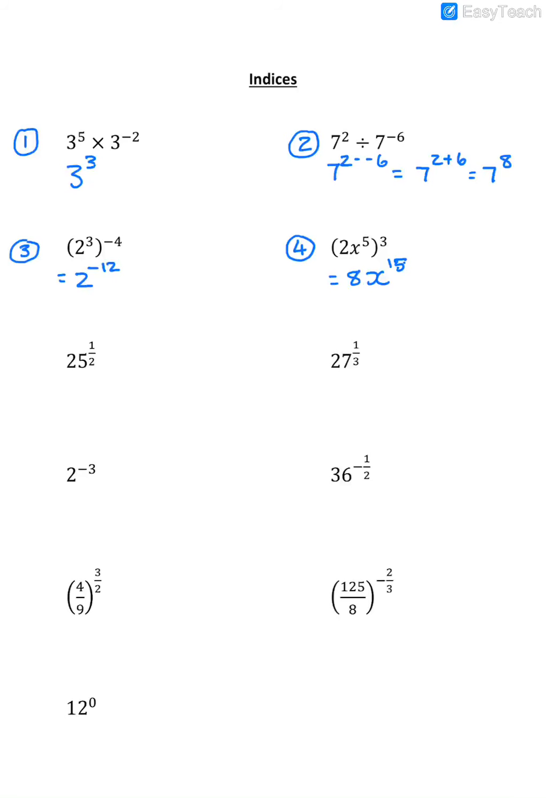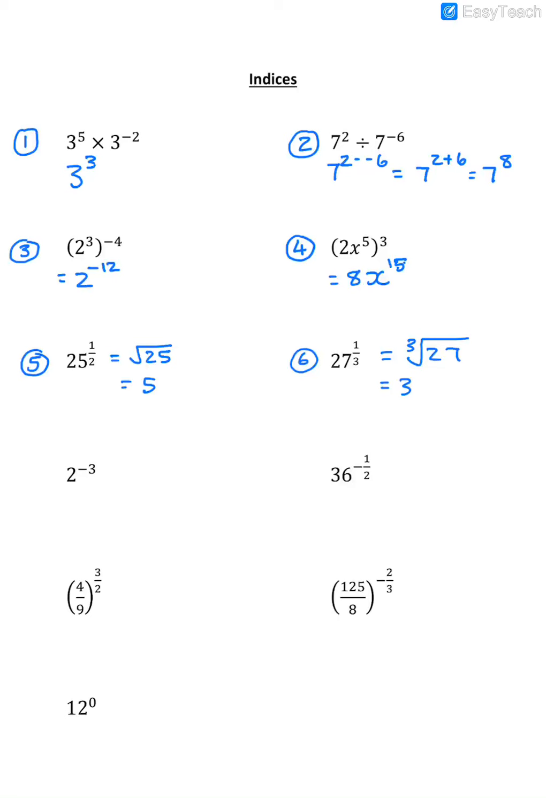Number 5. This is just one to remember. A power of a half means the same as a square root. So 25 to the power of a half means the square root of 25, which is 5. And in the same way, a power of a third means the cube root. So that means the cube root of 27, which is 3, because 3 times 3 times 3 is 27.